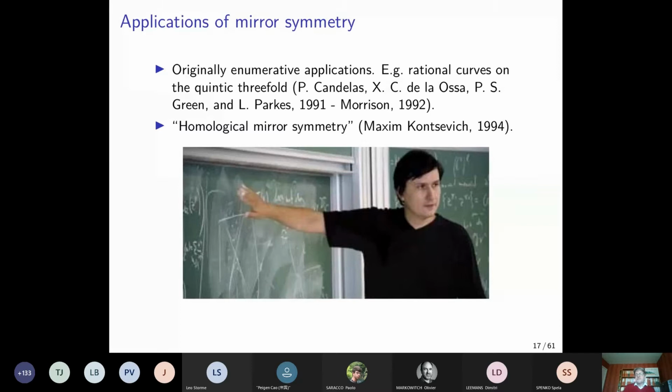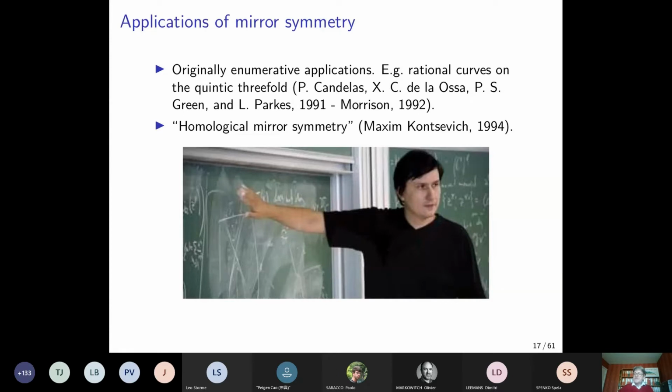The first applications of mirror symmetry were enumerative, and they were based on the principle that some computations can be done conceptually more easily on the other side, on the mirror. Then came Maxim Kontsevich, who made the sweeping conjecture that mirror symmetry should be liftable to a much higher level. This conjecture became known as homological mirror symmetry.